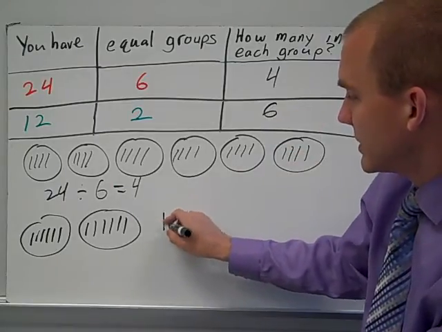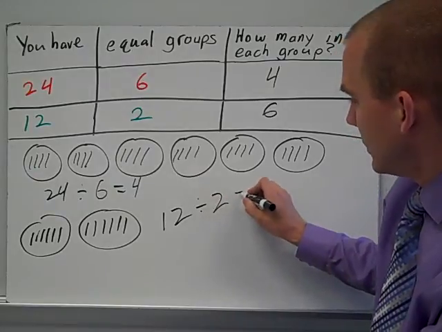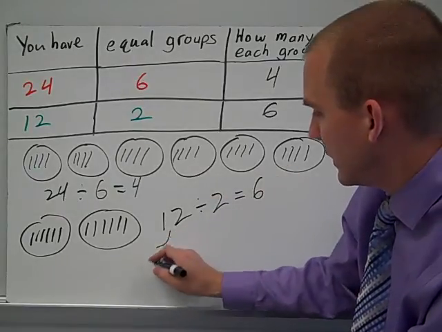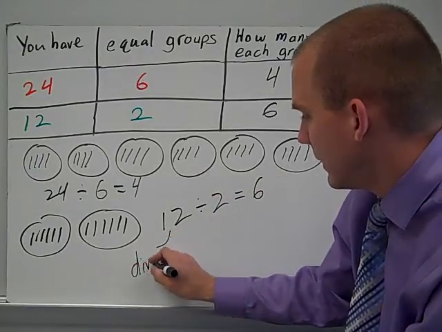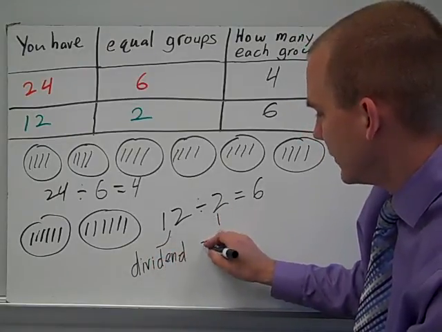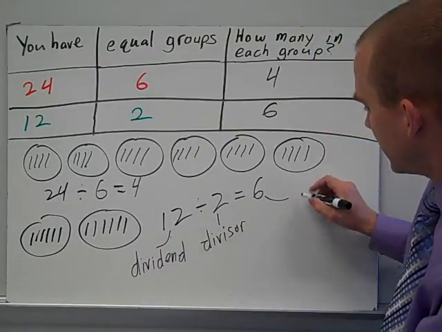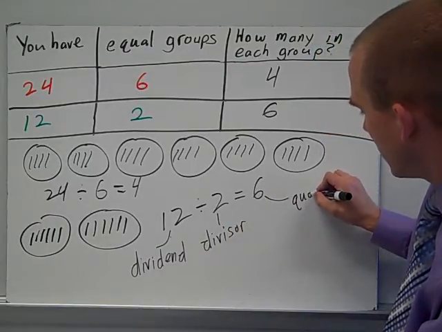Now let's write that division sentence. 12 divided by 2 equals 6. And 12 is what we call the dividend. 2 is called the divisor. And our answer is called the quotient.